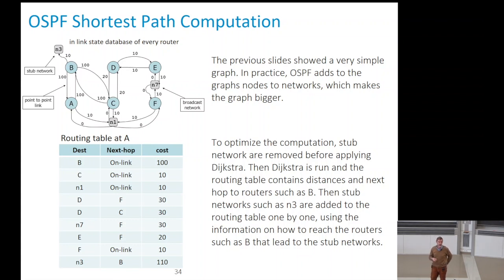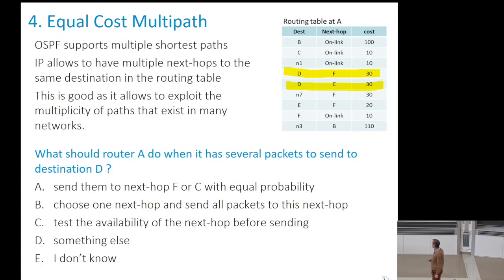So what Dijkstra does is compute the distances to all routers. Then it examines all routers one by one after the shortest path computation is done, and computes the cost from A to N3 by examining B and all the stub networks that are connected to B. So this is how N3 would come. In fact, it would not come directly from Dijkstra. So as you see, OSPF has a lot of small optimizations like this. I've mentioned 2 or 3 of them. It has a large number of other ones to make the code faster.